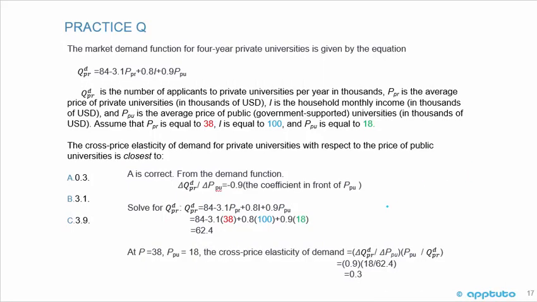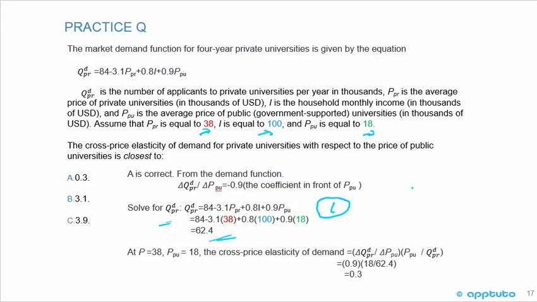At this point, I think you're going to say, well, I think I got it, because it's the third time, and we're going to go through the same steps. Step one, we solve for the quantity demanded of the private universities given our assumptions, the 38, the 100, and the 18. We've got the sensitivity of the factors, and then they give us the data. Plugging that in, 84 minus 3.1 times 38 plus 0.8 times 100 plus 0.9 times 18, we get our 62.4. So that's been the same.